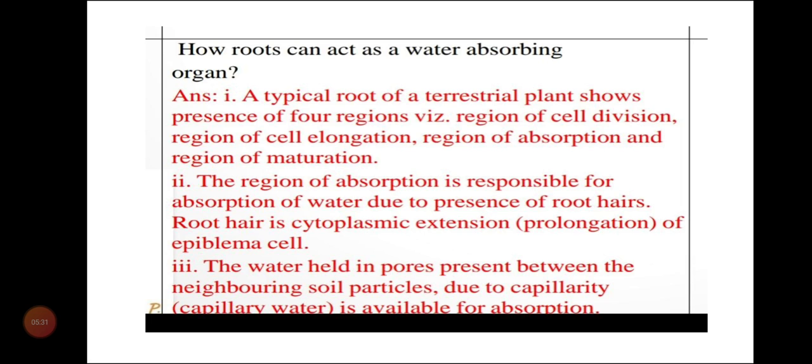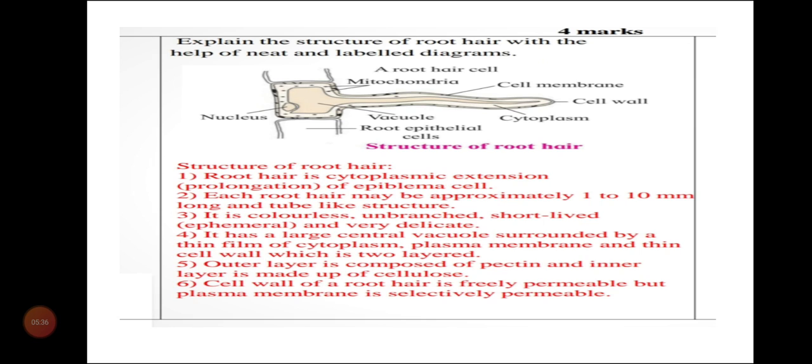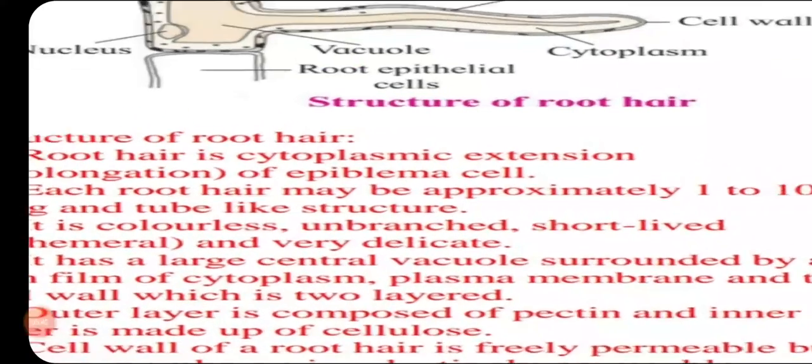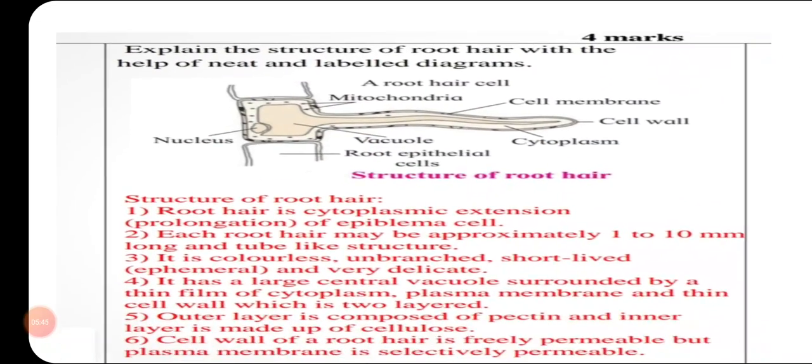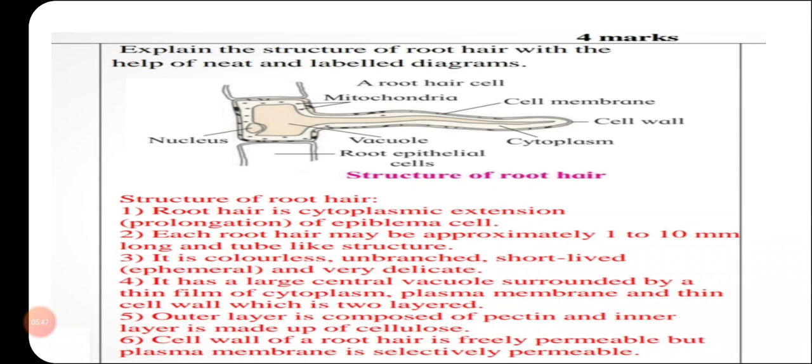Okay. Moving to the 4 marks question. There is only one 4 marks question in this chapter, and you have already studied it. The question is: explain the structure of root hair with the help of a neat and labeled diagram. The diagram we have already discussed, and the structure of root hair also we have discussed. Let me explain the root hair structure. When it is asked with the diagram, 2 marks will be for your diagram and 2 marks for your explanation.